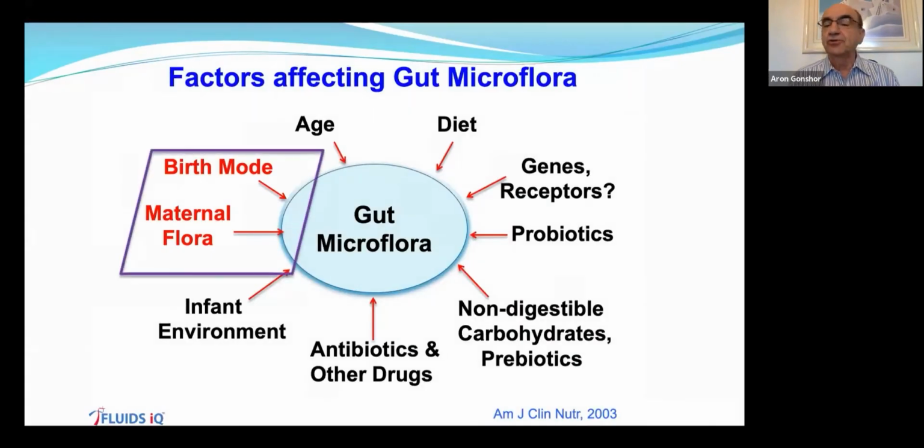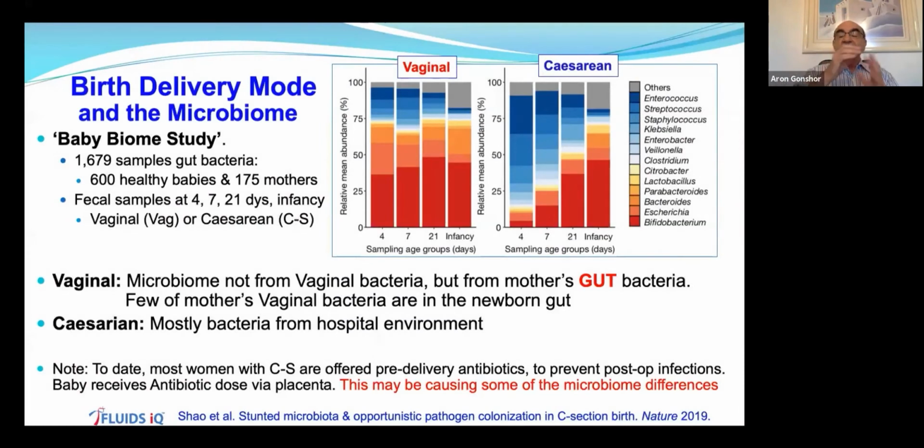So let's take a look at two things. Let's look at birth mode and maternal flora. By the way, we could look at all of these things. But let's take a look at one study in particular. And that's the birth delivery mode and the microbiome. What happens to the microbiome depending on how the child came out of the mother? And it's called the baby biome study. It's been going on for quite a while. This was published in Nature in 2019.